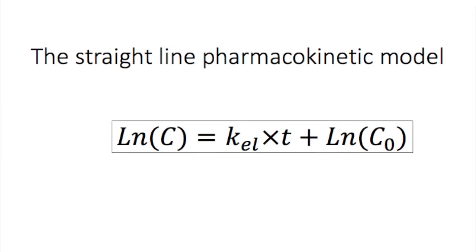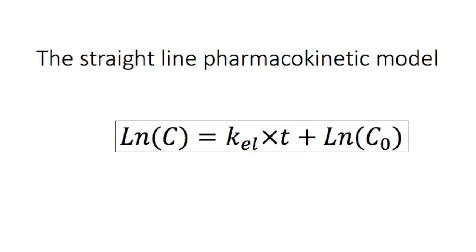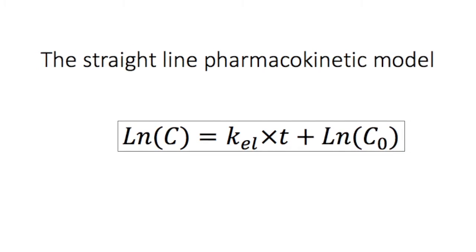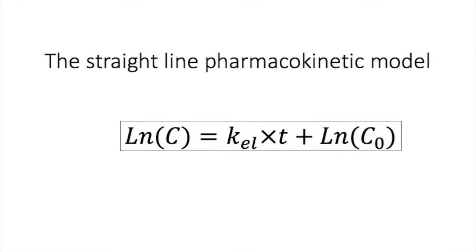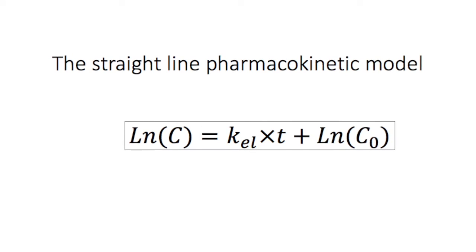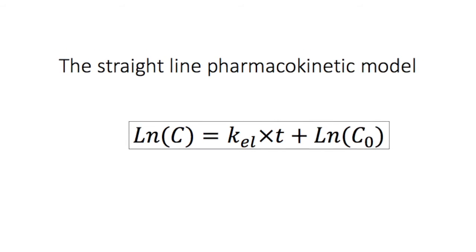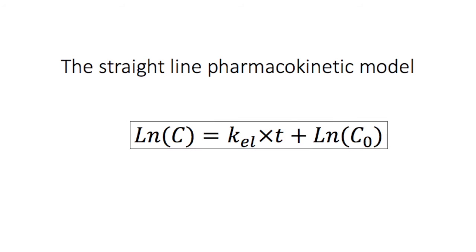Here we have the straight line model applied specifically to pharmacokinetic data. You will notice that the concentration data have been Ln-transformed to convert the exponential curve to a straight line. You will also notice that the y-intercept is the Ln value of the initial concentration, or C0, and the slope is the elimination rate constant.